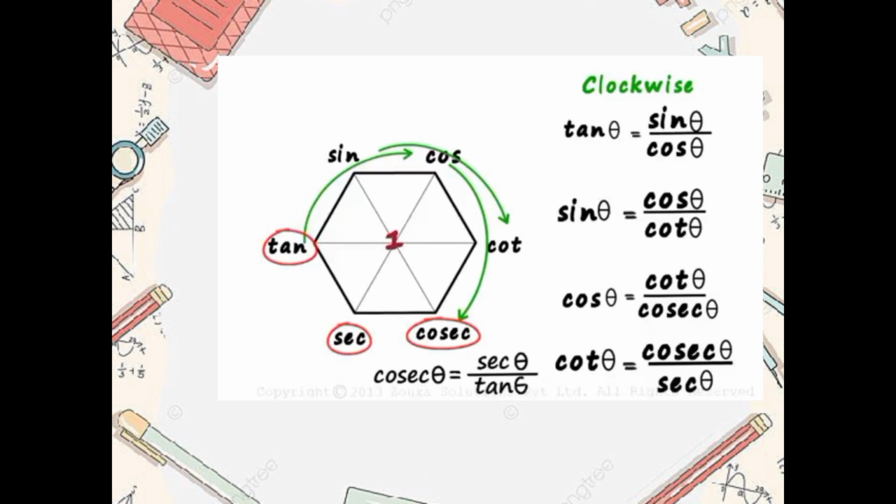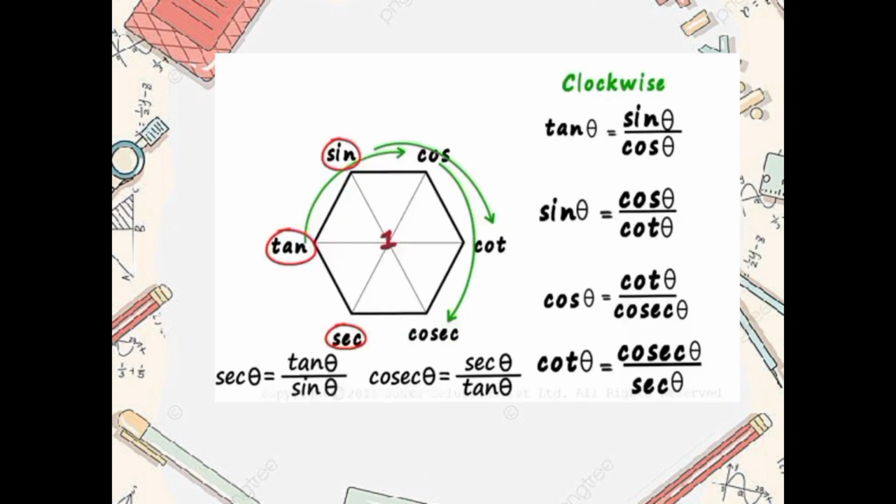So we have first, second, and third. And the last one is the sec theta, tan theta, and sine theta. So we have first, second, and third. So our formula now is sec theta is equals to tan theta by sine theta. So now we have our one hexagon with 6 formulas.